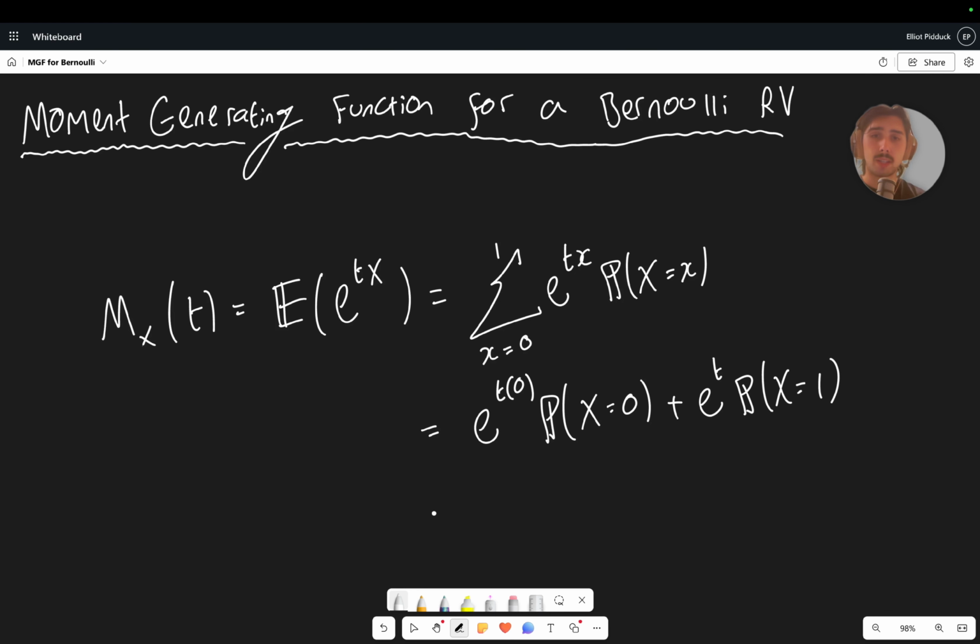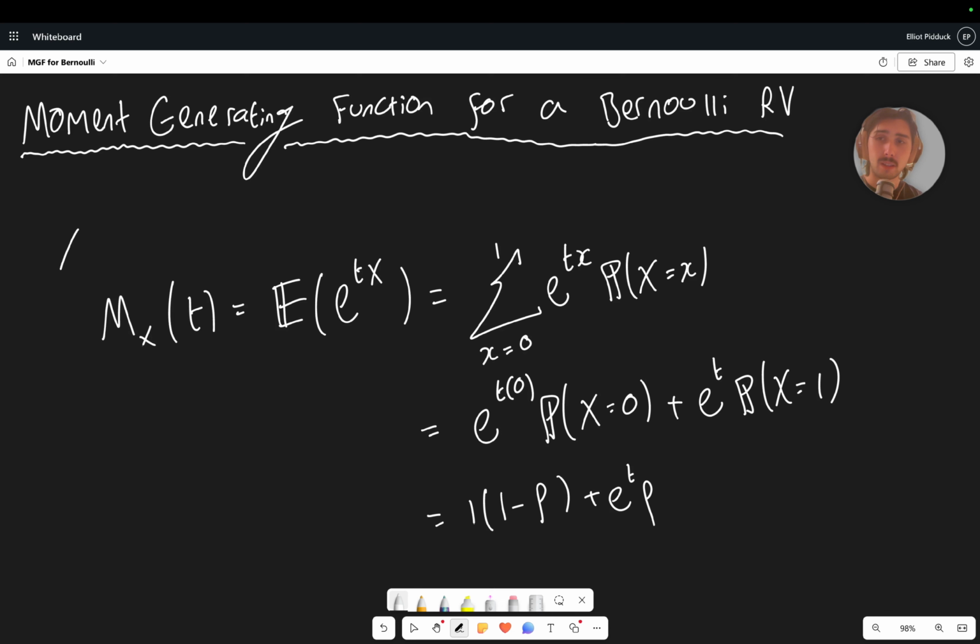Now, of course, e to the t times 0 is just e to the 0, which is 1. So this is simply equal to the probability that X equals 0 plus e to the t times the probability that X is 1. Now, what is the probability that X is equal to 0? Well, for a Bernoulli random variable, this is just 1 minus p. So we've got 1 times (1 minus p). And the probability that X is 1 is just p. So this is e to the t times p, okay?